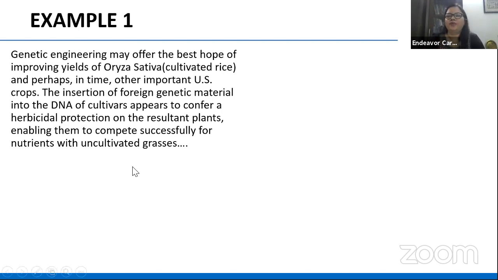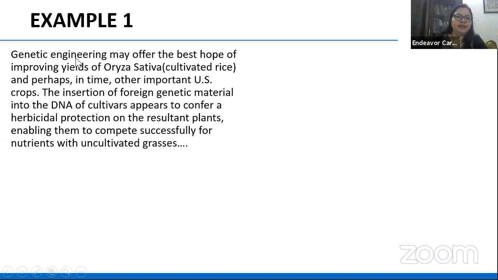Okay, you will have finished reading the paragraph, not many lines, right? So what does this paragraph talk about? Let's look at that first line. It says genetic engineering may offer the best hope of improving yields of cultivated rice or Oryza sativa, and perhaps in time other important US crops. So as of now, what's the concern of the author?